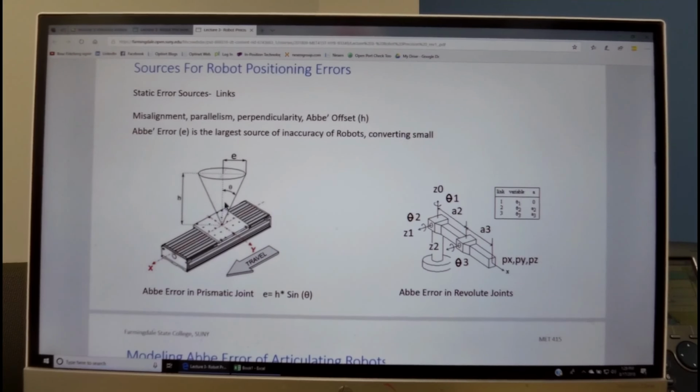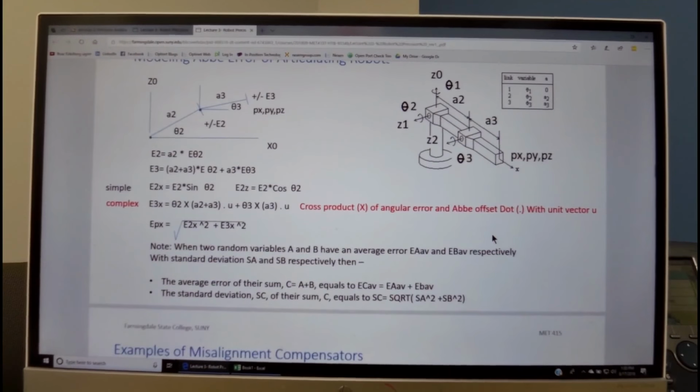So this is the AB offset, and this is actually the major source of errors in robots. You see over here that each one of these joints of this articulating robot may have a slight error, and this slight error will have an AB offset, which includes these two links for the first joint, and will have an AB offset which includes this link for this joint, and then we'll have to add them up in order to come up with the total error. We'll see how it works over here.